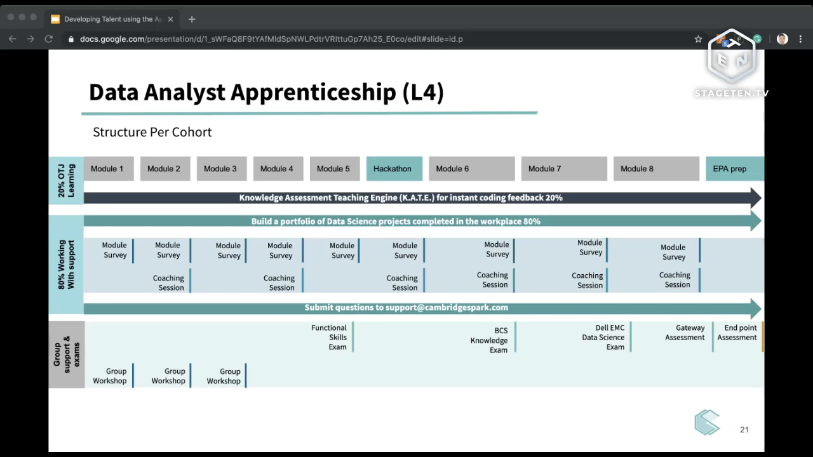And for the data analyst apprenticeship at level 4, there are additional assessments which need to be undertaken prior to endpoint assessment. So there is one which is run by BCS and one which is the Dell EMC Data Science Associate. Both of these we will give the training and preparation, and if necessary, if you do not have functional skills level 2 in maths and English, that's something we will do.